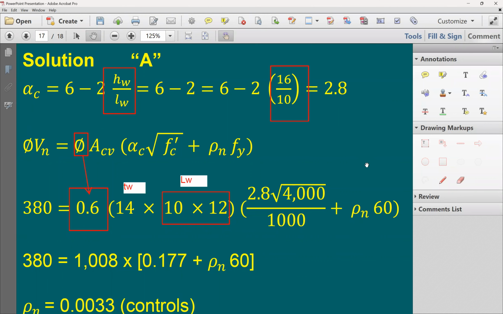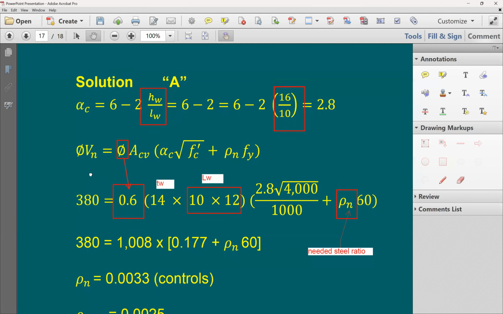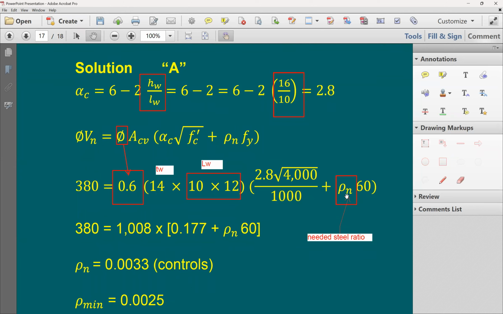Now, in this equation, I'm setting Vu equal to phi Vn. I put the demand equal to the capacity. And for that, I'm going to have one unknown, which is rho n needed. So this is going to be the needed shear ratio. In this equation, once you set phi Vn, which is the capacity, equal to your demand, the 380 that was given, you can just solve for rho sub n. The equation is cleaned up a little bit, and here is rho sub n.